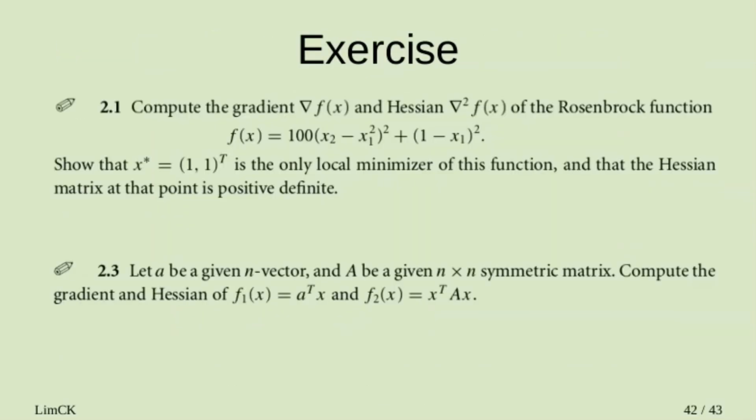Let's look at the exercise questions. For the first question, we have this function. We want to compute the gradient and also the Hessian of the function. Then we want to show that the point x, where x1 is 1 and x2 is also 1, is the only local minimizer of the function, and that the Hessian matrix at that point is positive definite. This is what we want to do.